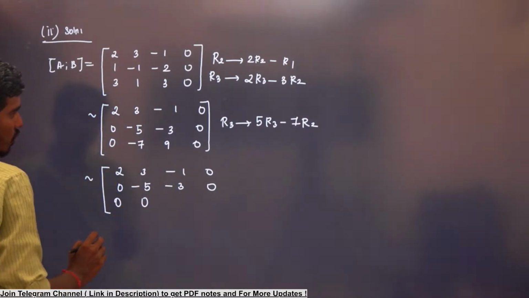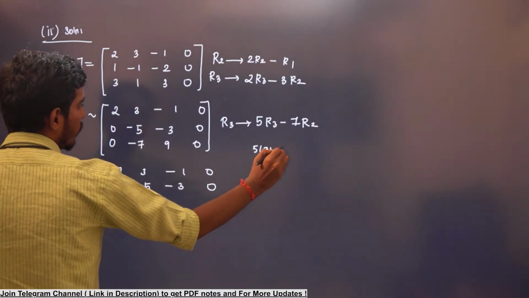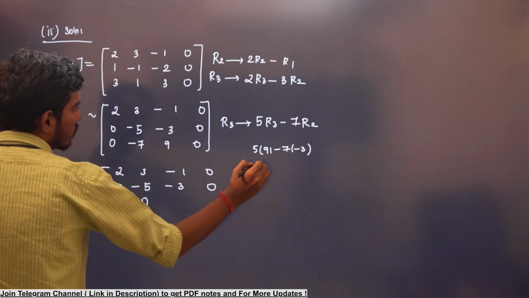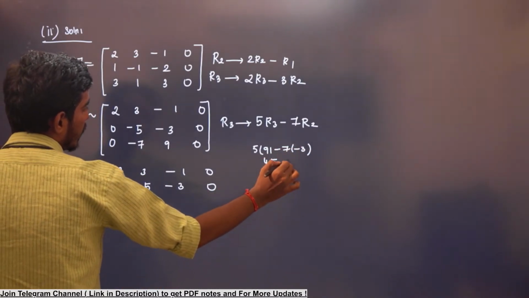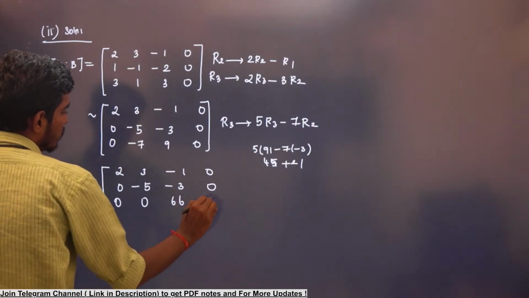This will be 0. 5 times this is 45, minus 7 times this set. This is 45 plus 21. So that gives 66, 0.